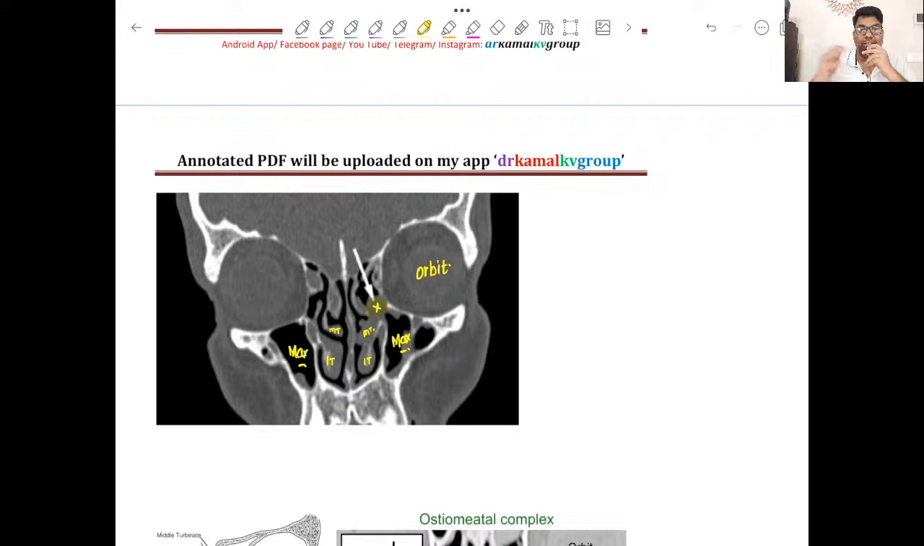meatus there is the opening of the maxillary sinus. So the maxillary sinus opening is something like this in the middle meatus. Okay, so this is the opening of the maxillary sinus. Okay, and you must have heard of hiatus semilunaris. So this area is hiatus semilunaris. Okay, so this is in short about the anatomy when we study the lateral wall of the nose structures on a coronal plane.